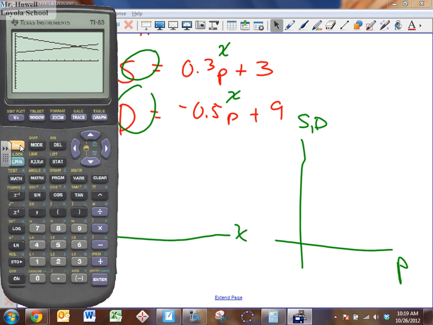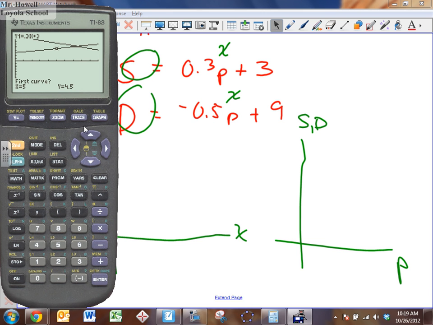Now, we want the intersection, don't we? Before we do it, who remembers how to actually do it? Send me through the commands. Joe. Second calc, down to 5, number 5 is intersect, and then press enter. Okay, hold on. Yep. Second calc is second, and then the trace button. Okay. Then hit the number 5.